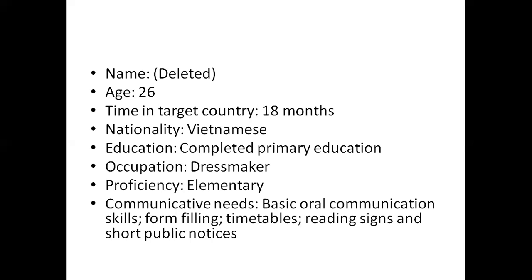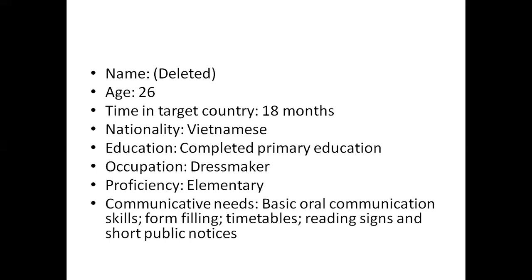Okay, so the second information, the survey: age 26, time in the target country 18 months, nationality Vietnamese, education completed primary education, occupation dressmaker, proficiency elementary, communication needs basic oral communication skill for filing, timetables, reading signs, and short public notices.